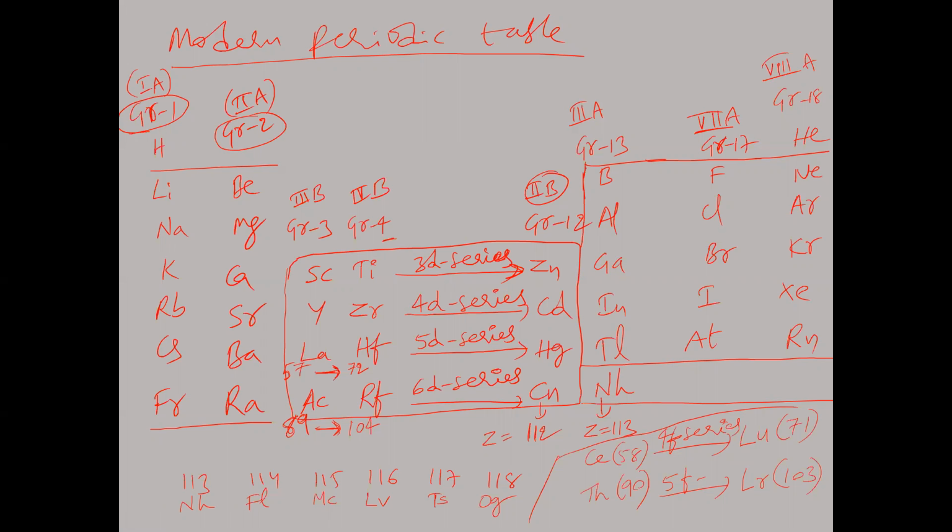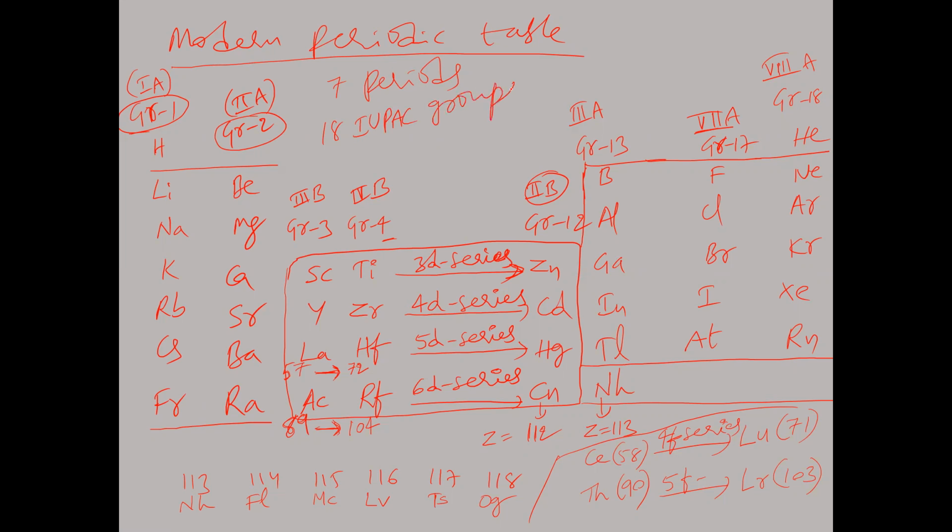Is that clear? So this is about the long form of the periodic table, that is the modern periodic table. So the modern periodic table we have to understand like this. I told you the important areas. And see, how many periods in this totally? 7 periods. And how many groups? 18 IUPAC groups.